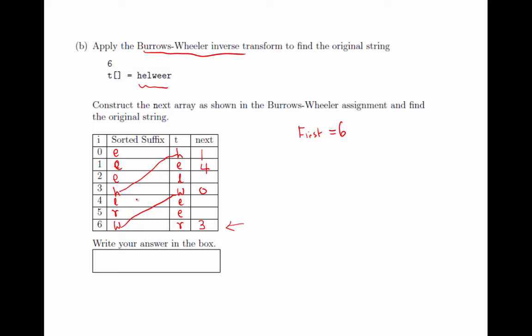What is next of 4? Next of 4 is where the L is. So next of 4 is going to be 2. What is next of 2?